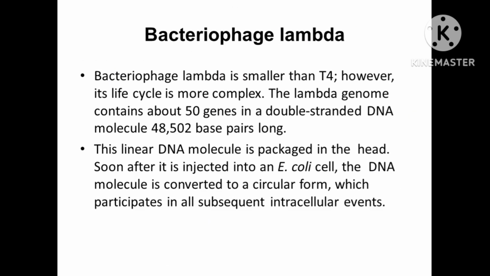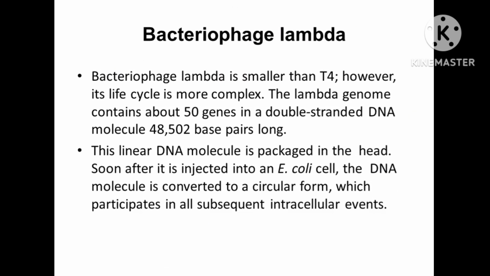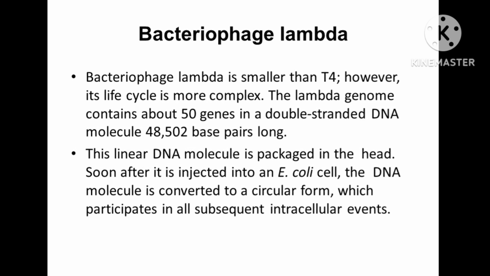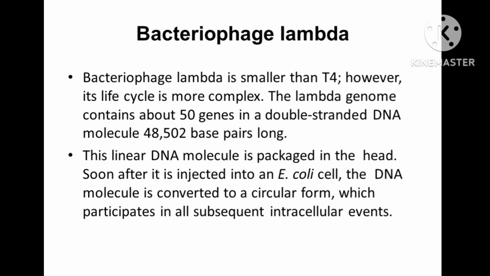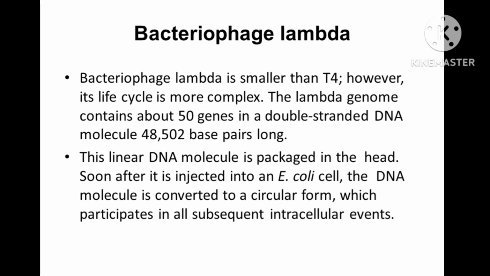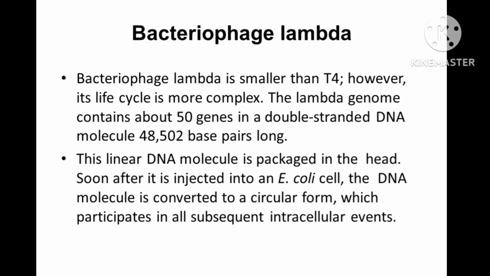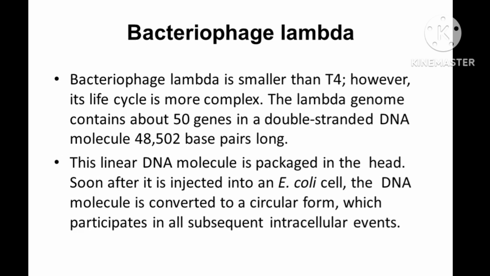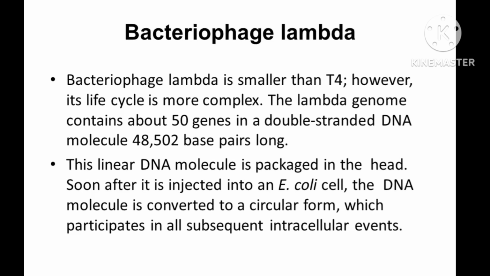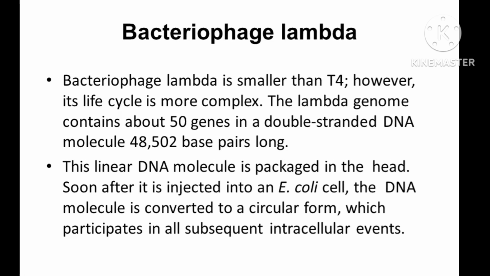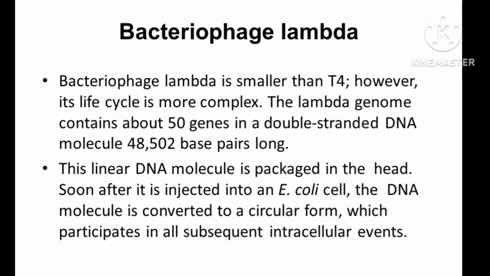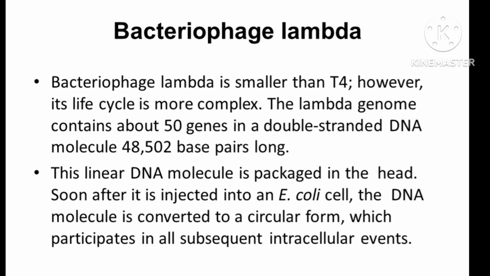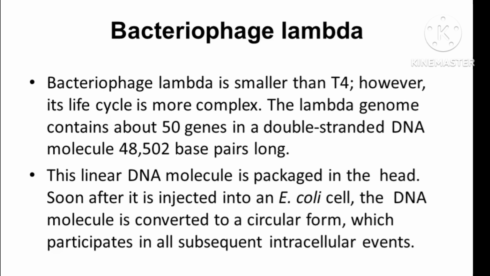Bacteriophage lambda. Bacteriophage lambda is smaller than Bacteriophage T4, but its life cycle is more complex. The lambda genome contains about 50 genes in a double-stranded DNA molecule, which is 48,502 base pairs long. This linear DNA molecule is packed in the head. Soon after it is injected into an E. coli cell, the DNA molecule is converted into a circular form, which participates in all subsequent intracellular events.